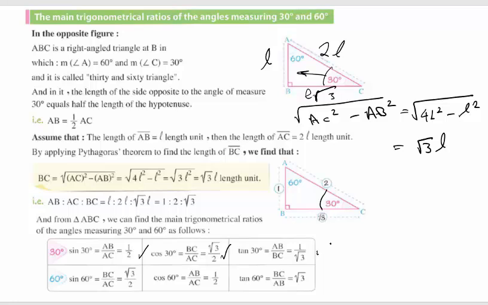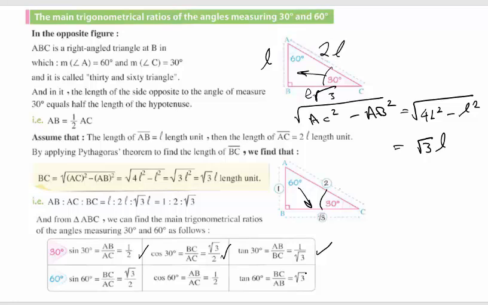Again, if you would like to apply these rules for the angle whose measure is 60 degrees, how can we do it? Sine 60 will be the opposite to the angle A, which is root 3, so sine 60 will be root 3 over hypotenuse, which is 2. Cosine 60 will be adjacent over hypotenuse, so it will be 1 over 2. And the last one is tan 60, which is opposite over adjacent, so it will be root 3 over 1, which is root 3.